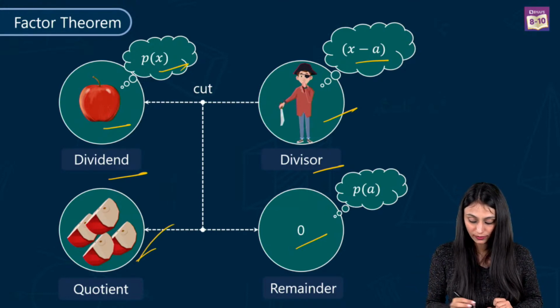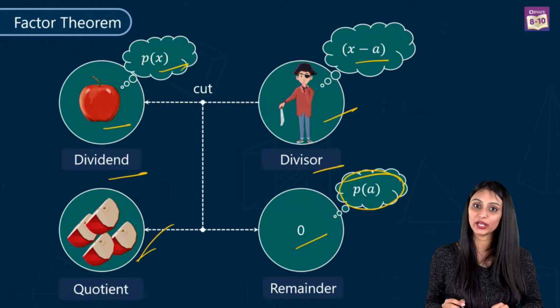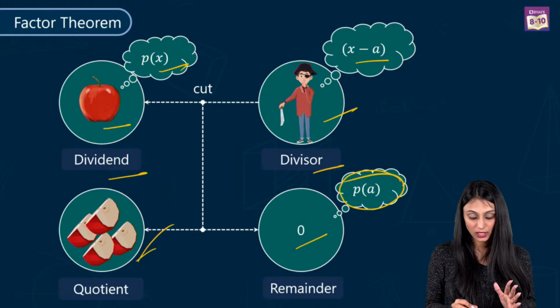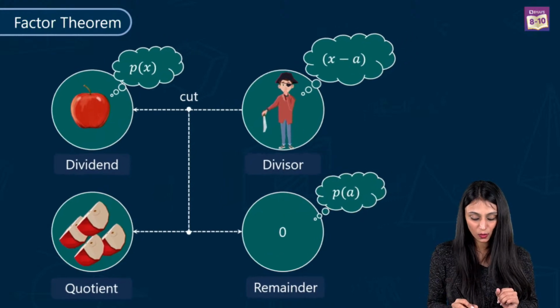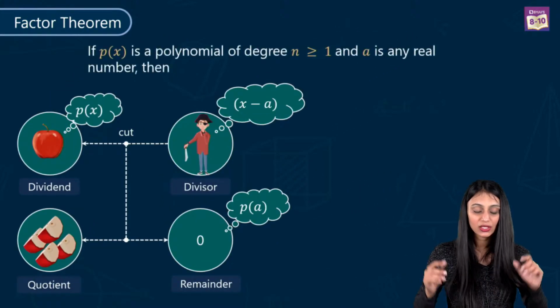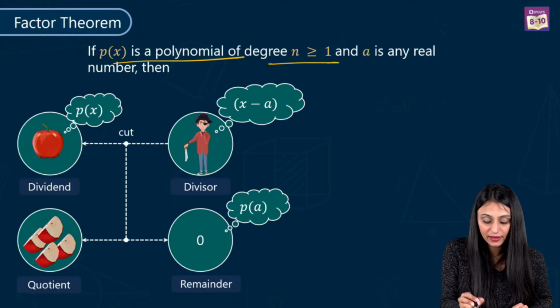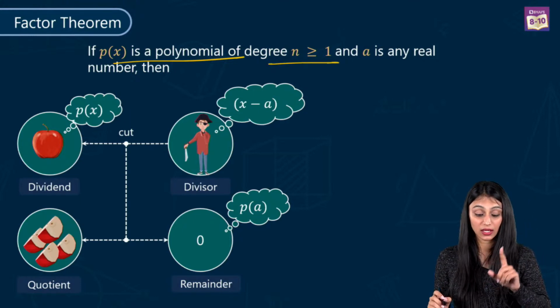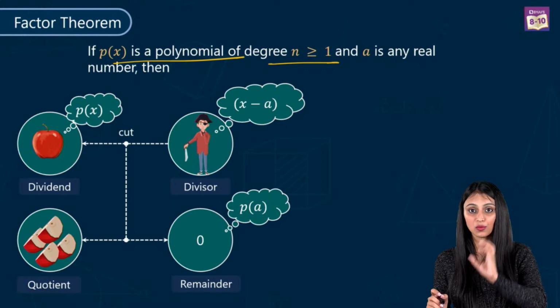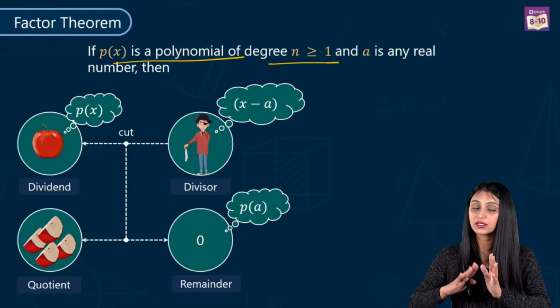So, I can say one thing, that the remainder is denoted by P(a) over here, which means what? So, this is a very important thing. When the remainder is 0, let's take a look at the mathematical statement. If p(x) is a polynomial of degree n greater than or equal to 1, remember this thing, the degree has to be greater than or equal to 1. Either it is equal to 1 or it is more than it.